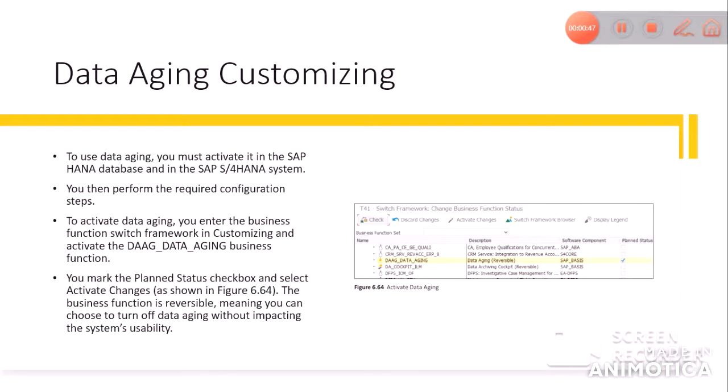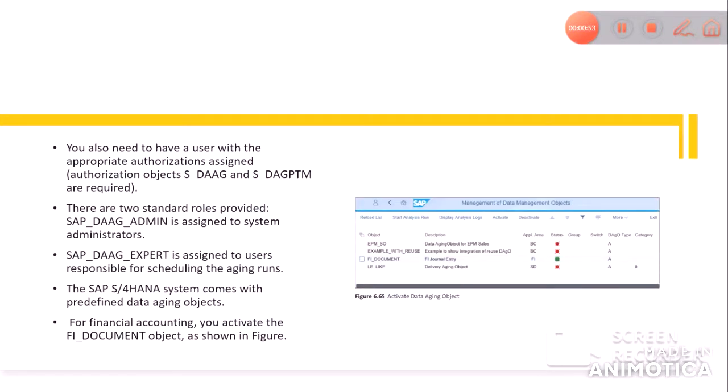You also need to have a user with the appropriate authorizations assigned. Authorization objects S_DAAG and S_DAGPTM are required. There are two standard roles provided. SAP_DAAG_ADMIN is assigned to system administrators and SAP_DAAG_EXPERT is assigned to users responsible for scheduling the aging runs. The SAP S/4HANA system comes with predefined data aging objects. For financial accounting, you activate the FI document object as shown in the figure.